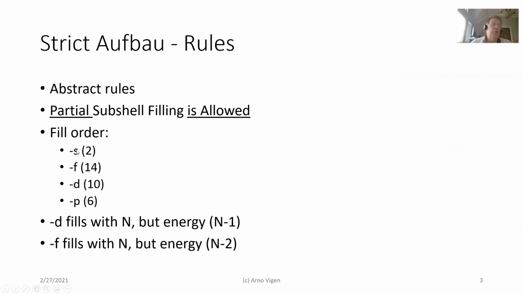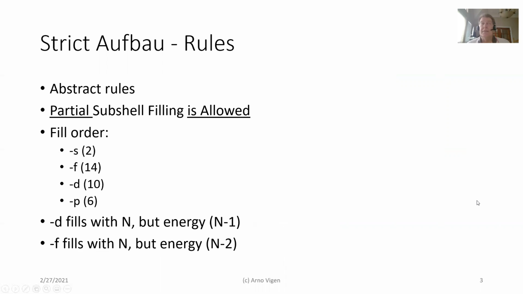Further, there is that fill order. You do the 2 first, the 14, the 10, and the 6, obviously depending on size, how many fit in. And further, for those D shells, it fills in the N order, but it has the energy of N minus 1. And similarly, the F subshell with 14 fills with N, but has the energy of N minus 2.